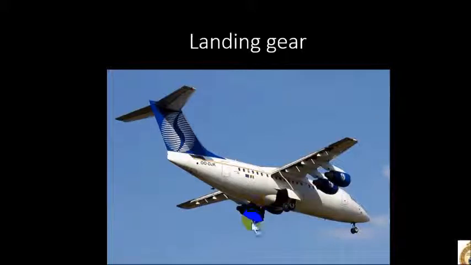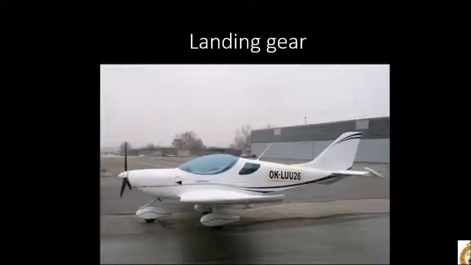Here we have a tricycle type. Notice that the little wheel is on the nose and not on the tail, so this is not considered a tail wheel aircraft. The main gear are mounted here in the fuselage, and this is a retractable gear aircraft, which means when it's not landing, the nose gear goes into the body or the fuselage, and the main gear go into the body or fuselage.